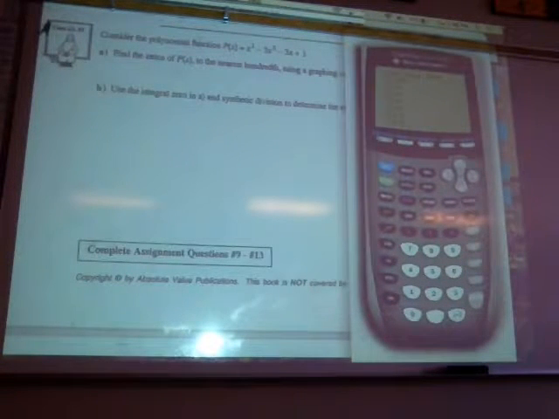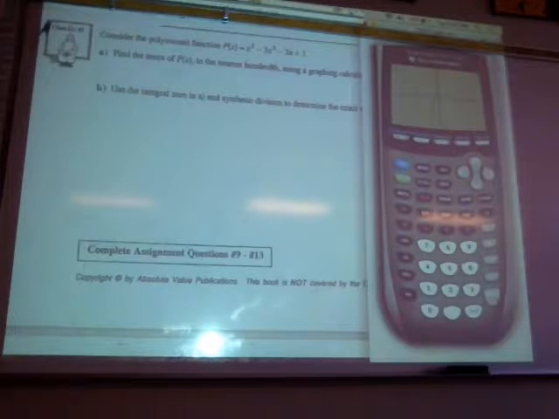Okay, so you guys should practice this. X to the power of 3 minus 3x squared minus 3x plus 1. And let's just take a look at the graph to start. So that's what a third degree polynomial looks like.